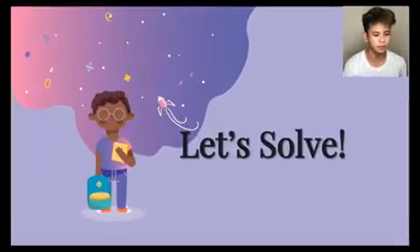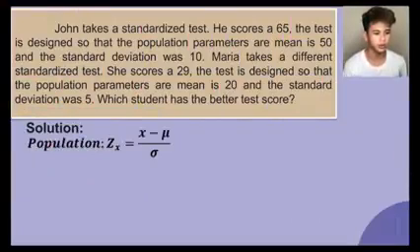Okay, let's solve. John takes a standardized test. He scores a 65. The test is designed so that the population parameters are mean is 50 and standard deviation is 10. Maria takes a different standardized test. She scores a 29. The test is designed so that the population parameters are mean is 20 and the standard deviation is 5. Which student has the better test score?